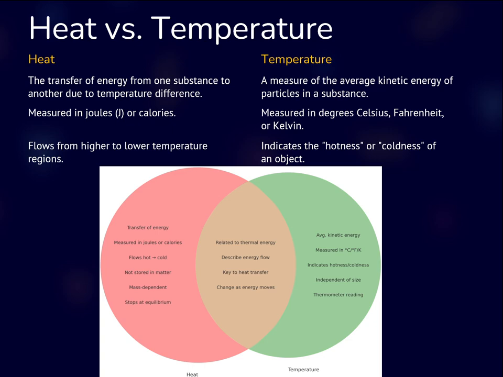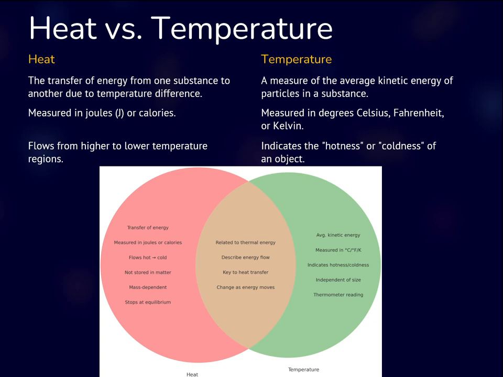A key misunderstanding that we need to clear up is the difference between heat and temperature. Remember, like we just noted, heat is the transfer of energy due to a temperature difference. It's measured in joules or calories. Temperature, on the other hand, is a measure of the average kinetic energy of the particles in that substance. It tells us how fast the particles are moving, and it is measured in degrees Celsius, degrees Fahrenheit, or Kelvin.